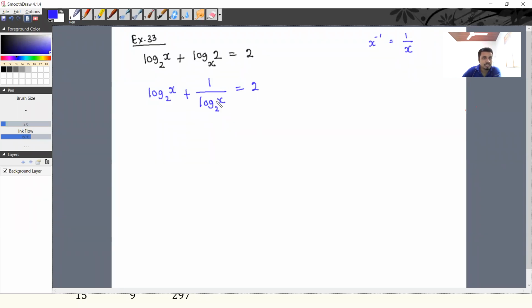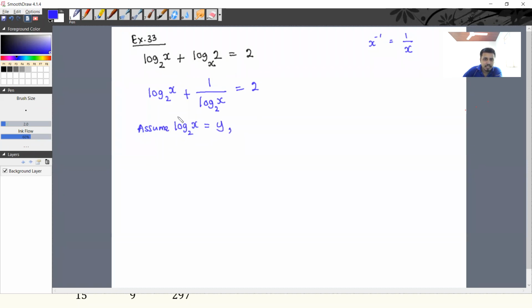Then what is the only option that we have? We need to make an assumption. Assume that log of x to the base 2 equals y. Right? Assume log of x to the base 2 equals y.